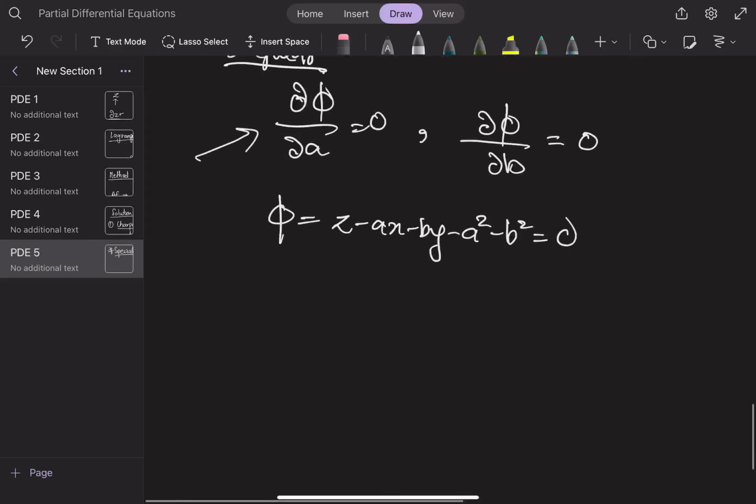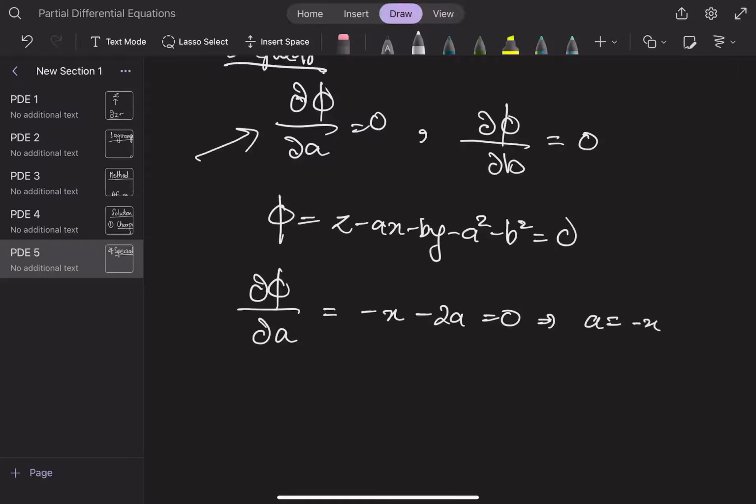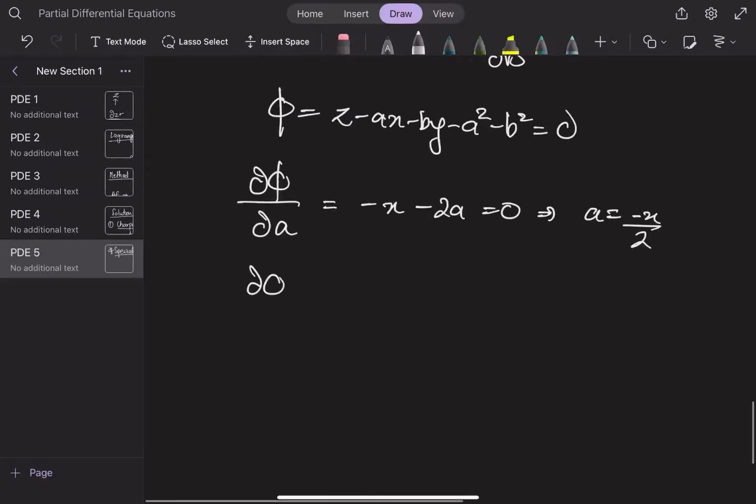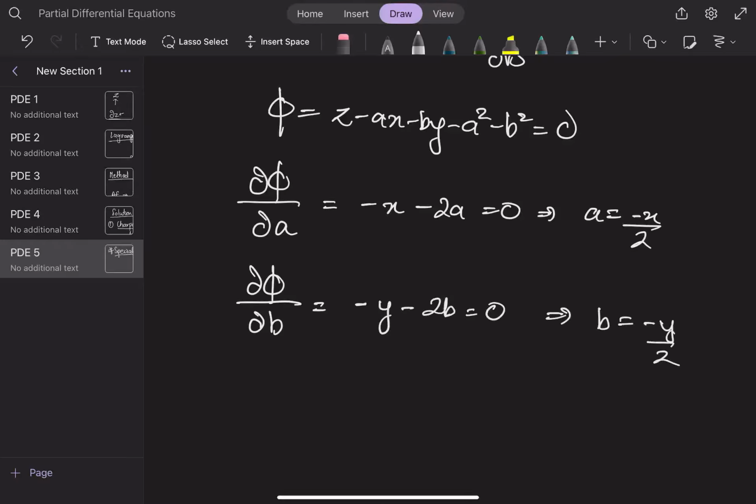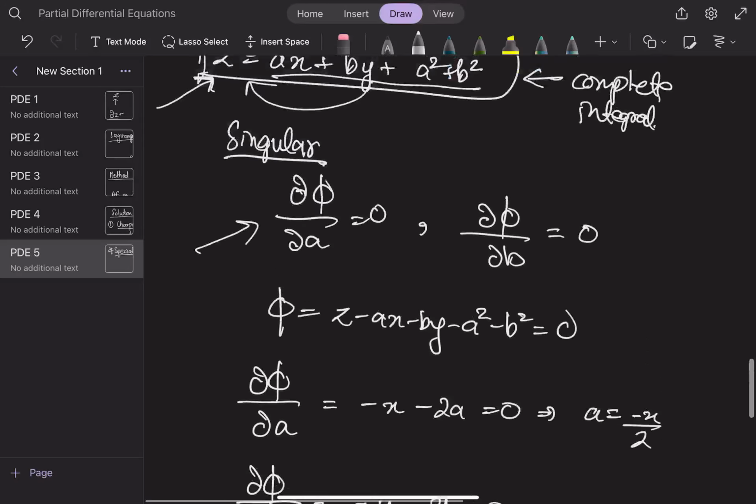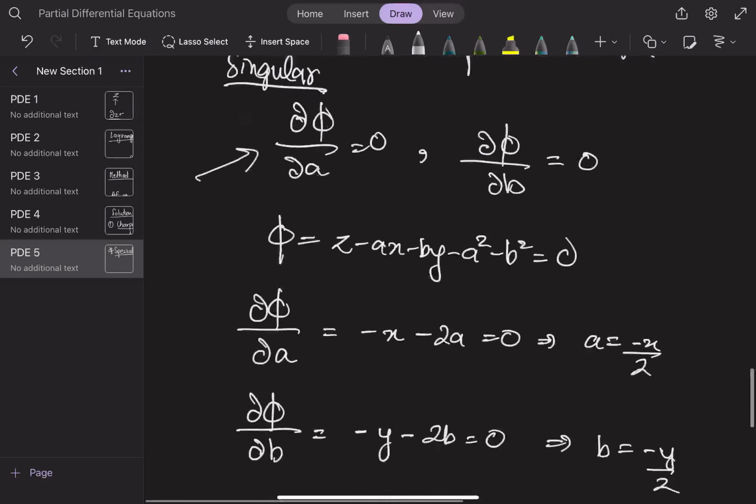Now let's find out this. So let's differentiate this with respect to a. So you're gonna get minus x minus 2a is equal to 0. So you got a is equal to minus x by 2. Now let's do del phi by del b. You'll get minus y minus 2b is equal to 0. So b is equal to minus y by 2. So now you just have to replace a and b in this equation and you'll get your singular integral.